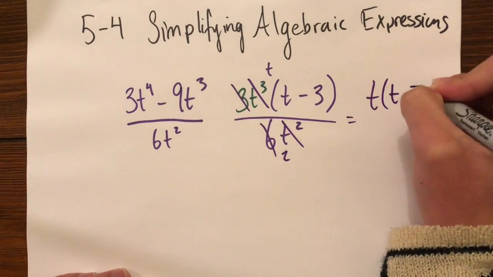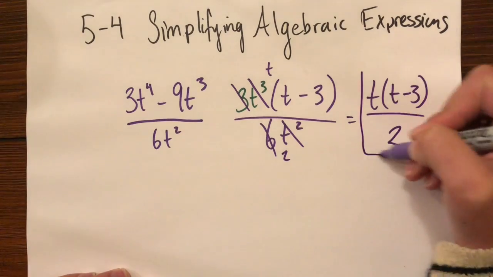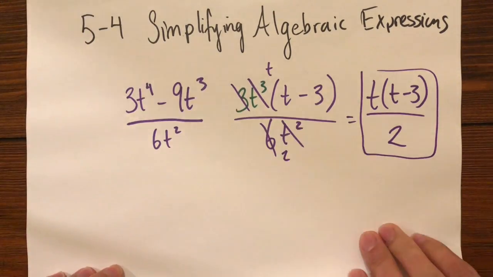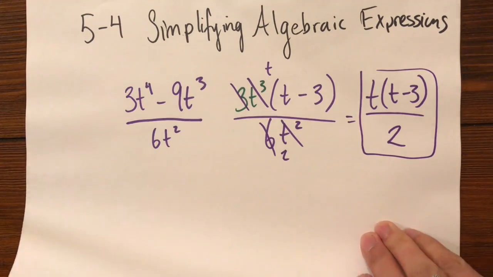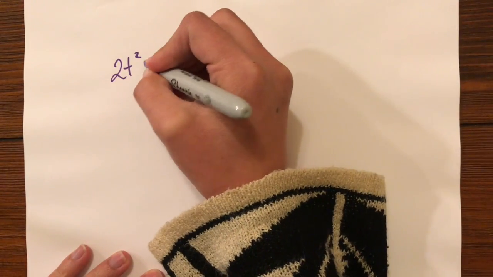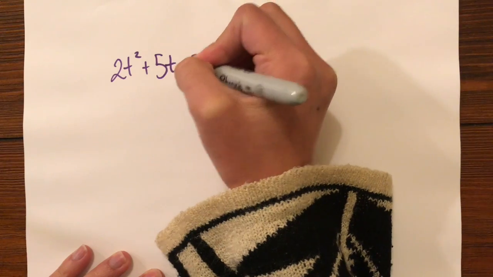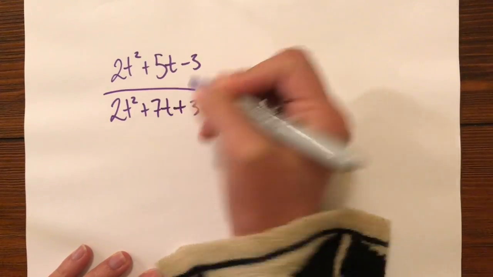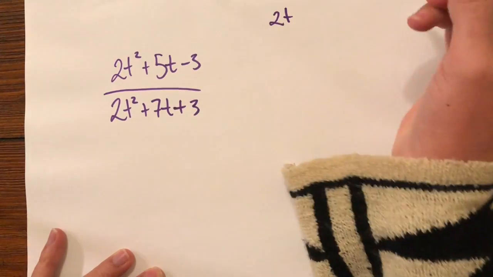And then I can cancel. So t cubed and t squared cancel. I'm left with t, and 3 and 6 cancel. I'm left with 2 on the bottom. So I end up with t times t minus 3 over 2. Okay, so our goal is always to see how we can factor, and then once we've factored, where do the top and bottom have the same thing that we can cancel, that we can make go poof.